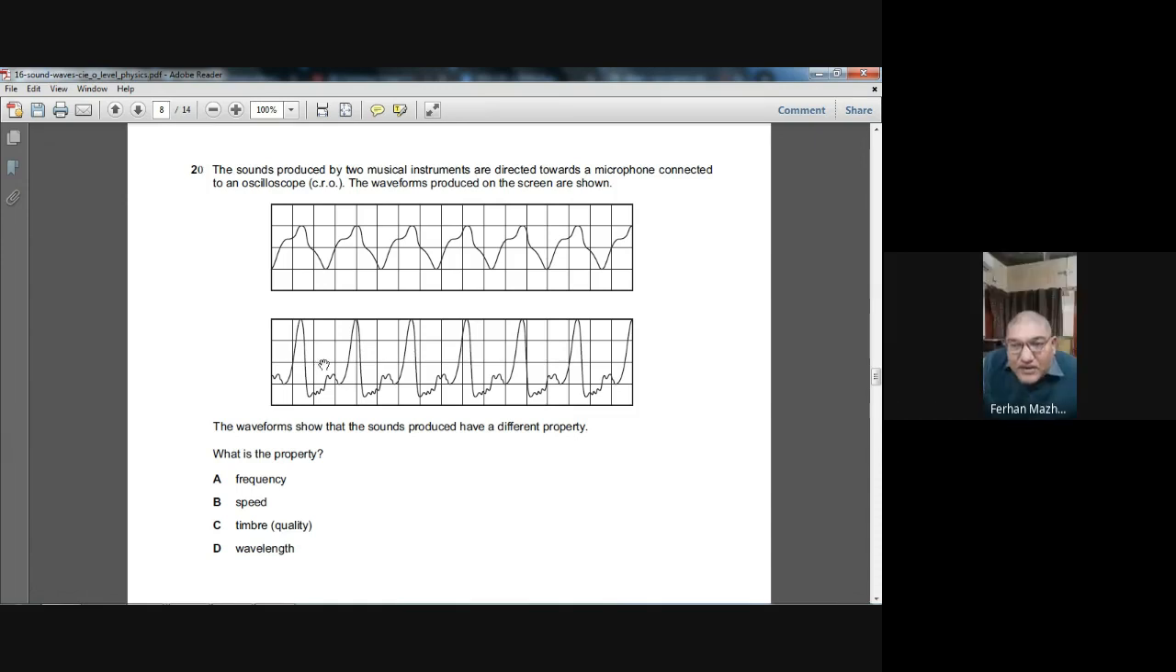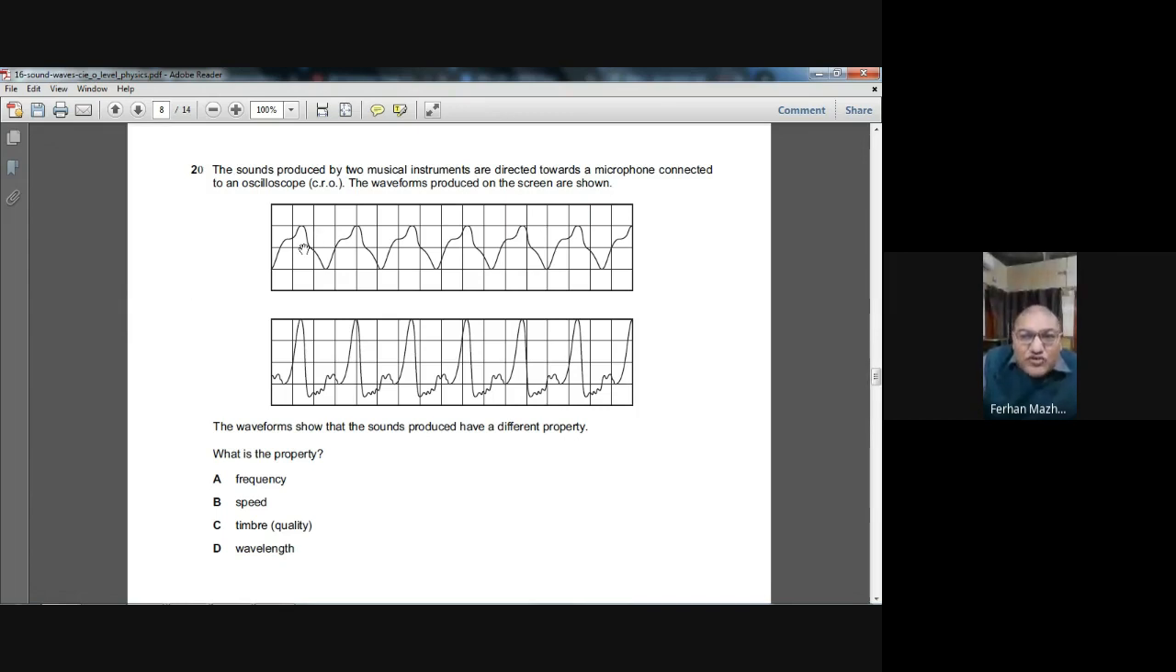2.5 squares used on the x-axis for this wave. And then again, the wave starts again. Second wave starts. So the time period of both these waves is the same. If the time period of both these waves is the same, that means the frequency is the same.